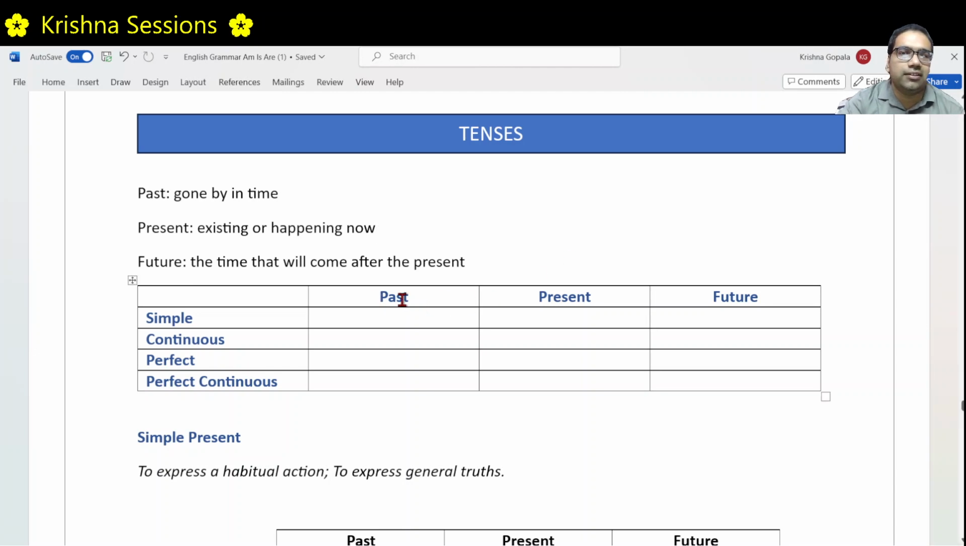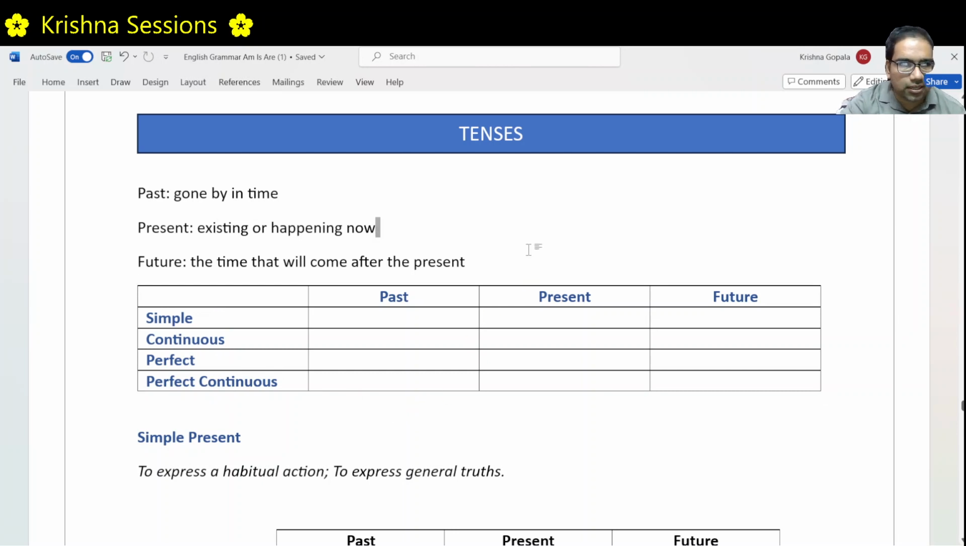Now again, these three, past, present, and future, are categorized into four different parts. Simple past, simple present, simple future, past continuous, present continuous, future continuous, past perfect, present perfect, future perfect, past perfect continuous tense, present perfect continuous tense, future perfect continuous tense. These four times these three, total 12 tenses we have. When to use which tense is very important.